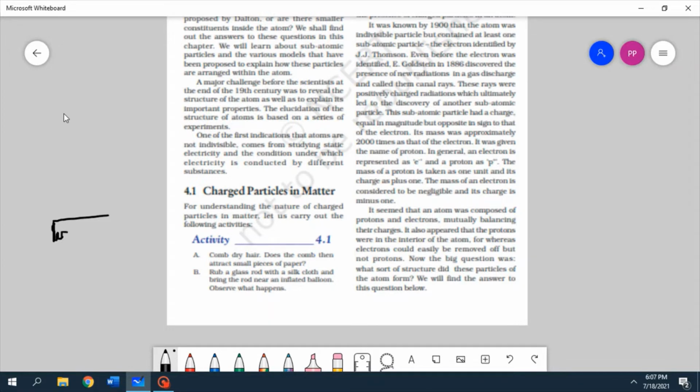So let's just say this is a plastic ruler. Right? I don't want to draw a comb. This is a plastic ruler. It has all these divisions. Okay, and there are small bits of paper here. Alright, so once you comb dry hair, or once you rub dry hair with this and you put the ruler near the small pieces of paper, you will observe that the pieces of paper attract towards the ruler. It's very fun to conduct the experiment, and by the end of the lesson you will understand why this happens.